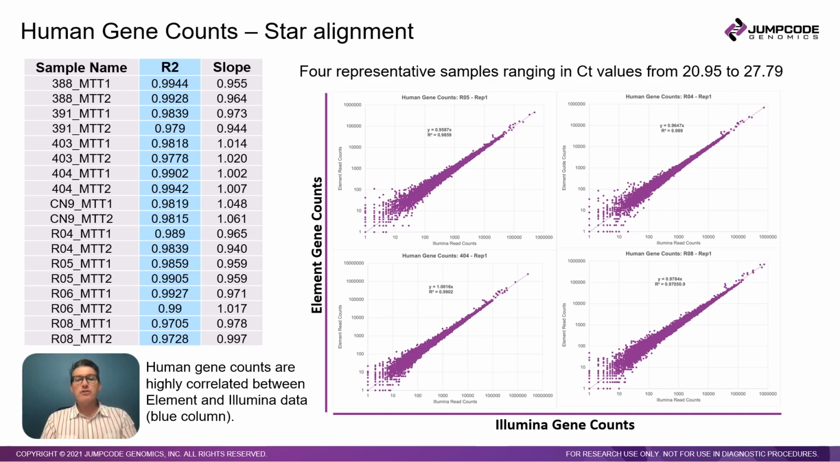The XY plots show that human gene counts are highly correlated between the Element and Illumina platforms with R² values of 0.97 or greater. The blue column in the table on the left shows the R² values for all sample comparisons.